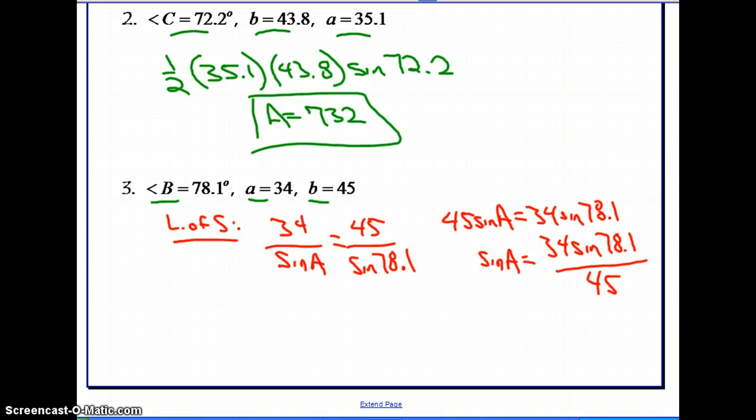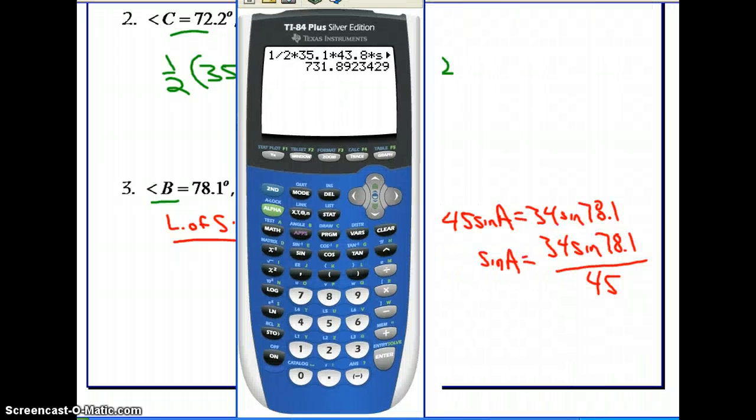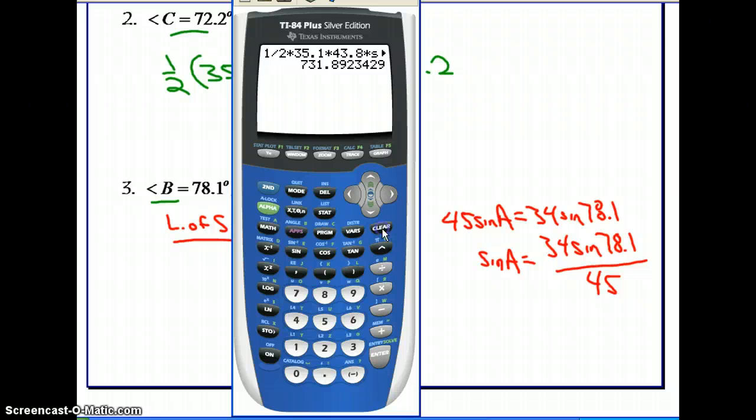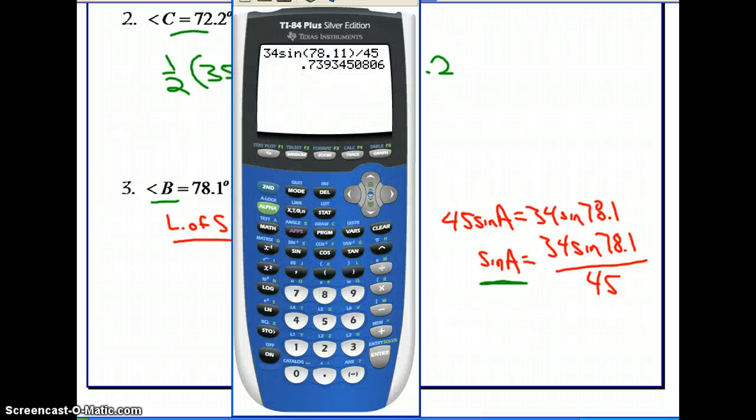All right, let's do this first, realizing there's still one more step to do after that. Hopefully you realize that. If not, we'll explain it. So here's 34. Here's the sine, 78.1. Let's divide by 45. Got that. I get this answer. Kind of a small answer. But guys, that's the sine of A equals 0.739. That's the sine of A.